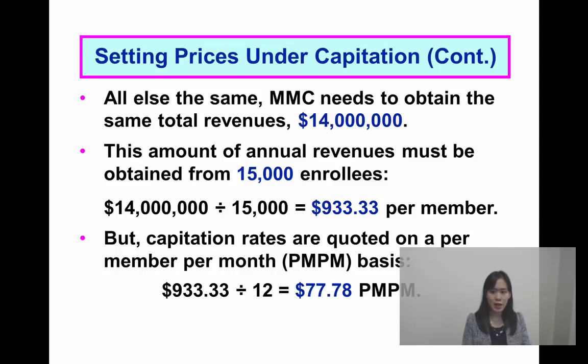To turn this into a per member per month basis, which is how capitation is generally reimbursed, we just divide 933 by 12, and we get that each member should be charged $77.78 per month in order for MMC to make $14 million of revenue per year.